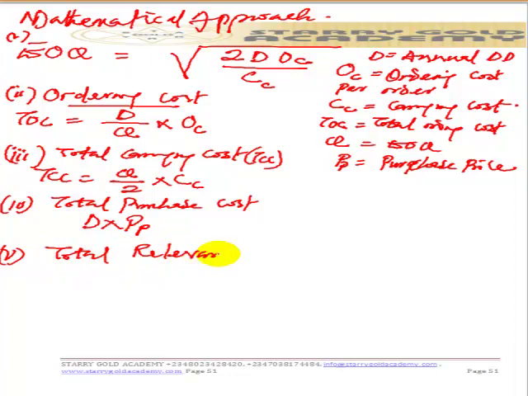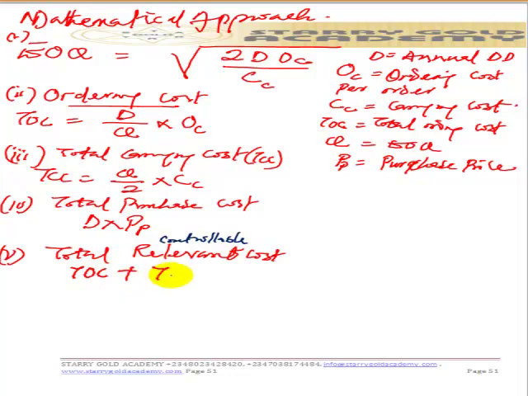Total relevant cost. Sometimes they call it the total controllable cost. The total controllable cost is just the addition of the two relevant costs. That is the total ordering cost plus total carrying cost. That is D over Q times OC plus Q over 2 times CC.